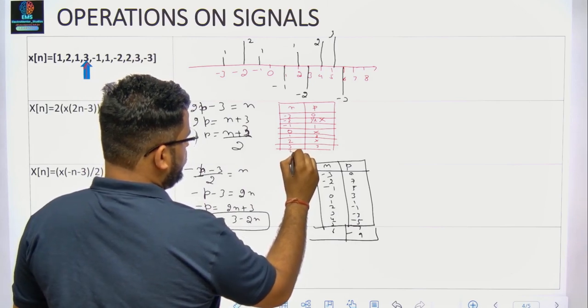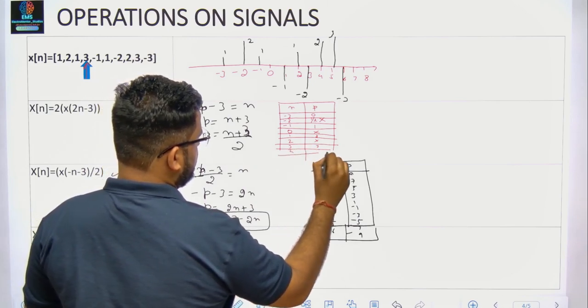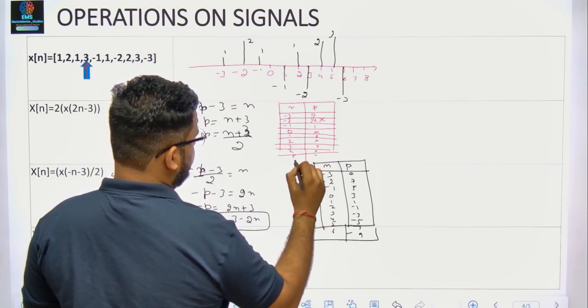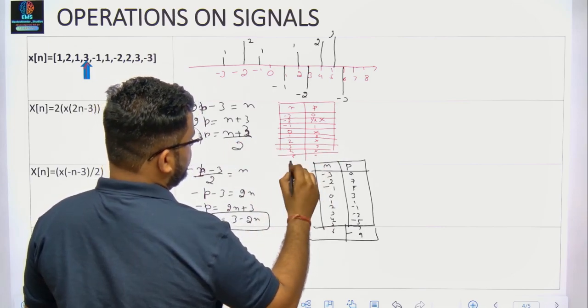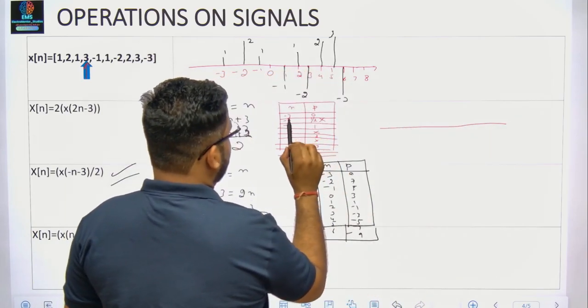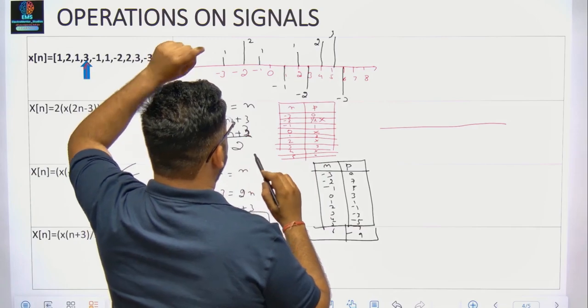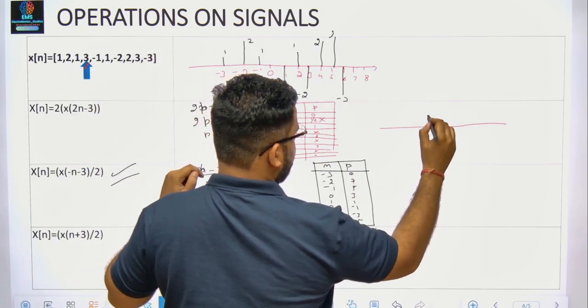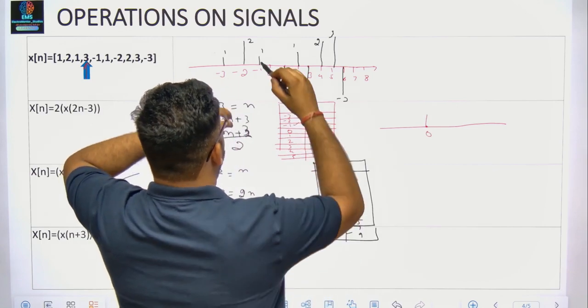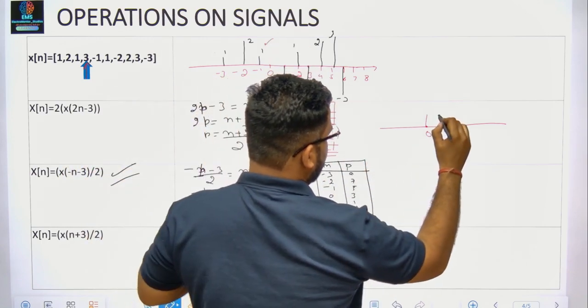So 4 plus 3, 7. This sample won't be there. 5 plus 3, 8 will be 4. 6 plus 3, 9 won't be there. So in this case, sample at minus 3 was 1. This will be plotted at 0. Sample at minus 1 was 1, will be plotted at 1.